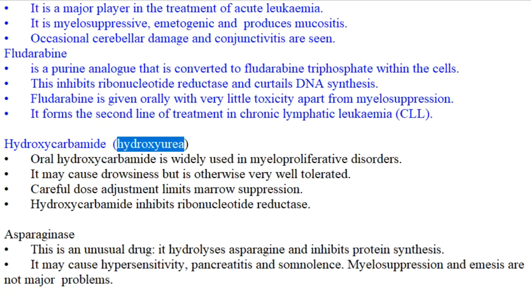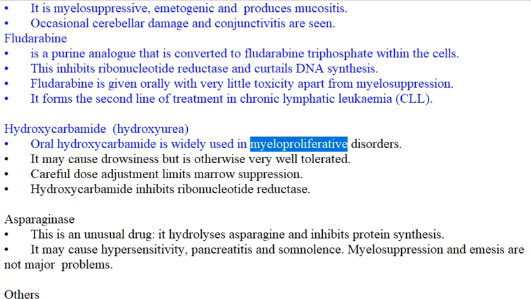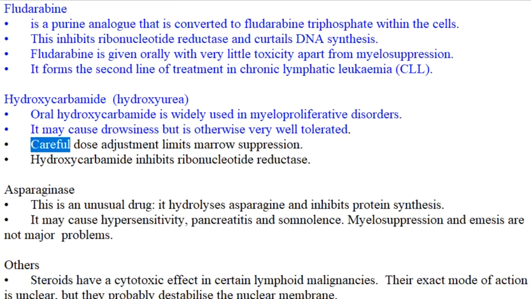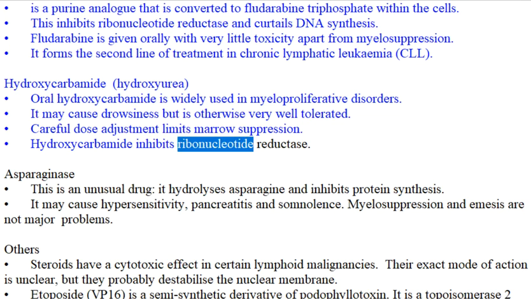Hydroxycarbamide, hydroxyurea. Oral hydroxycarbamide is widely used in myeloproliferative disorders. It may cause drowsiness but is otherwise very well tolerated. Careful dose adjustment limits marrow suppression. Hydroxycarbamide inhibits ribonucleotide reductase.